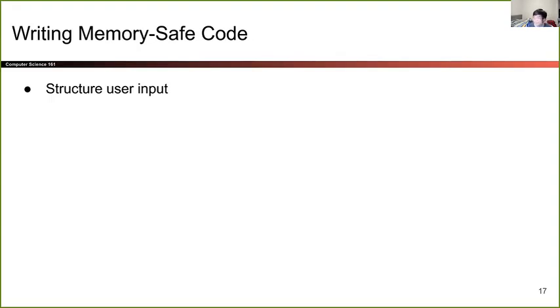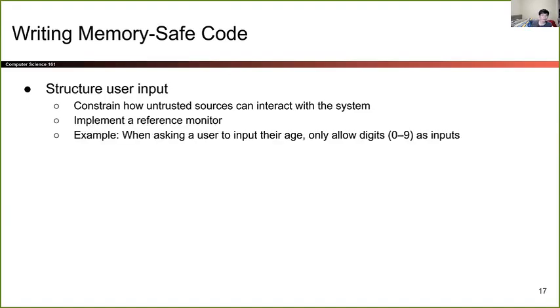Sorry, I must have reordered these slides at some point. Another technique that we have is that you can structure user input. So what you want to do here is constrain the user as much as possible so that the user can only enter an input that is unlikely to be malicious. So for example, when you're asking a user to input their age, you should only allow digits. And you can imagine that it might be harder to construct a malicious payload, especially shellcode, that only uses 10 possible bytes, the bytes that represent the characters 0 through 9.